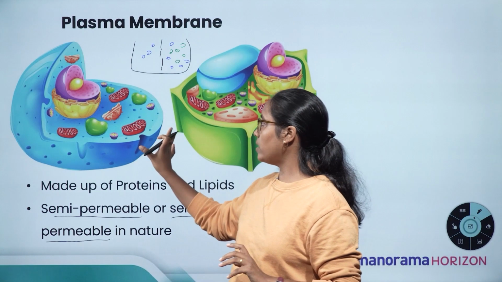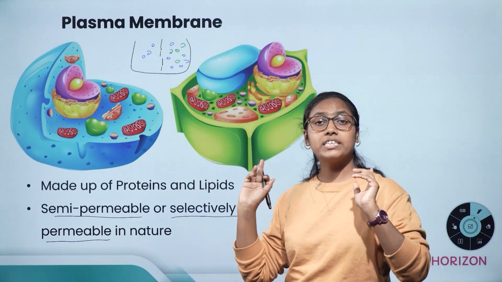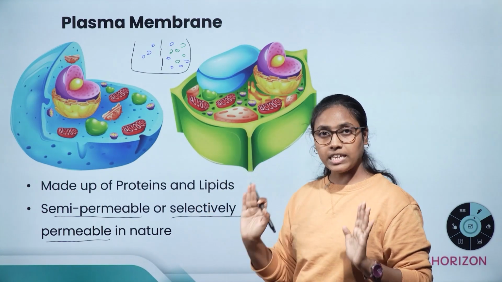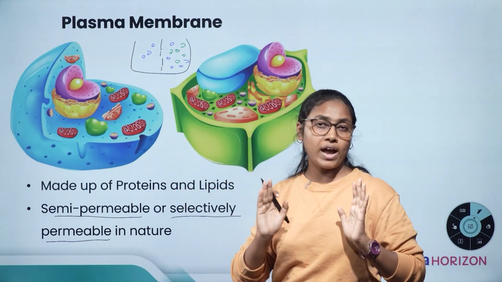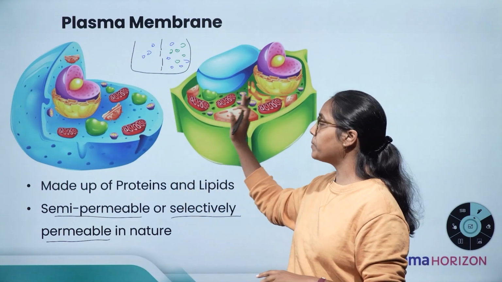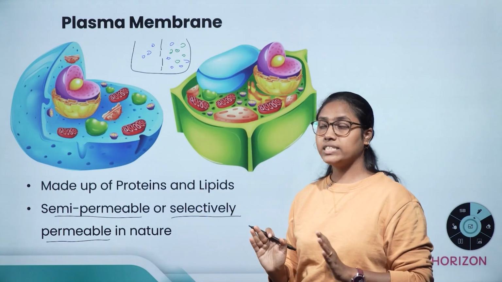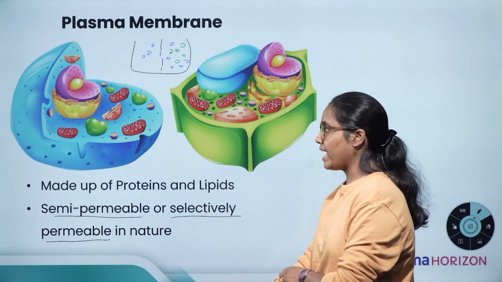One more important point about the cell membrane is that it is present in every organism. If plants have a cell wall, they still have a cell membrane. Animals also have a cell membrane. So it is present in all organisms. Even a bacterium has a cell membrane. So the cell membrane is universal to all organisms.